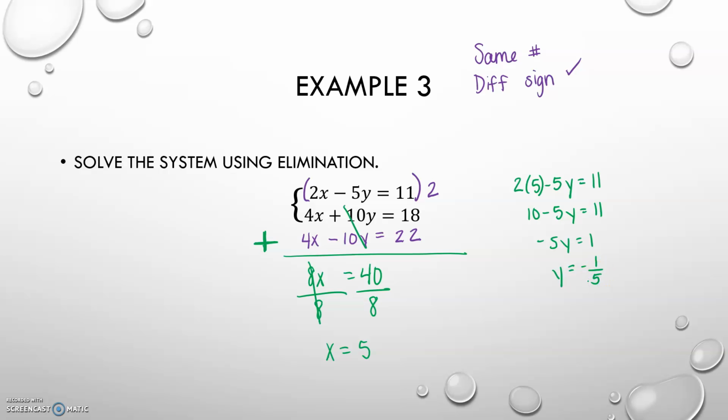And some of us, when we get fractions, we kind of go, wait a second, and that would be a really good time to check your work. If I check it, I would get 4 times 5 plus 10y equals 18. 20 plus 10y equals 18. And then when I subtract 20 from both sides, I end up with 10y equals negative 2. And if I divide both sides by 10, it looks like they're different answers at first because it's negative 2 over 10. But remember, if you simplify that, we do end up with negative 1/5.